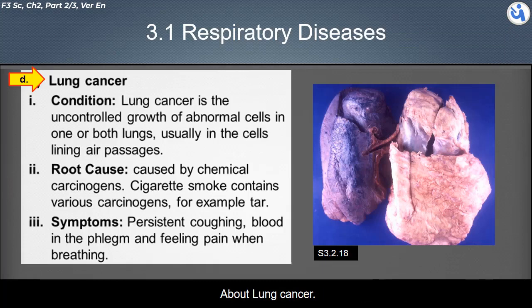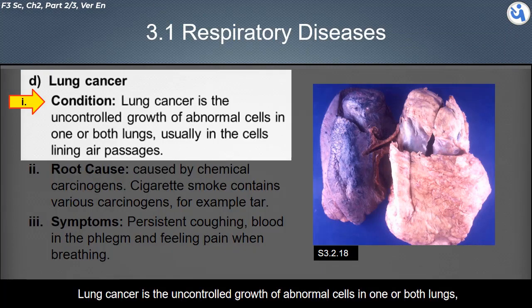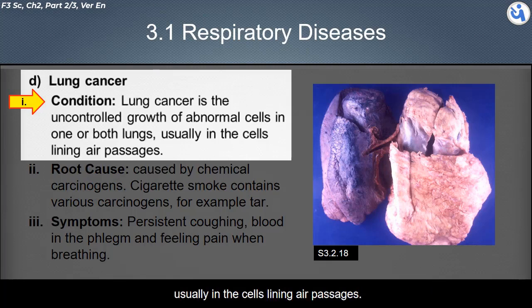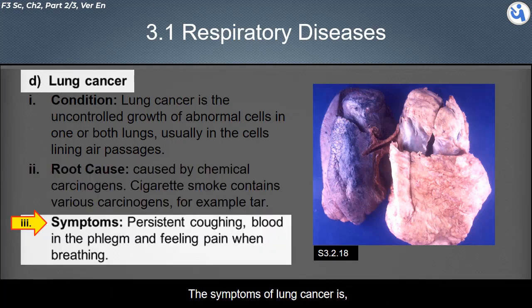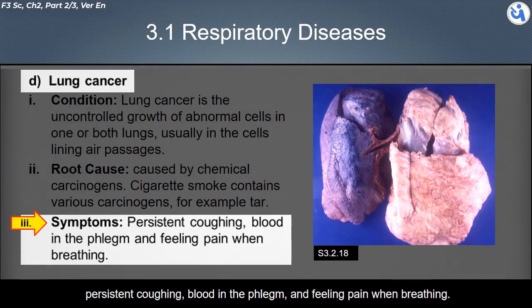About lung cancer. Lung cancer is the uncontrolled growth of abnormal cells in one or both lungs, usually in the cells lining the air passages. Lung cancer is caused by chemical carcinogens. Cigarette smoke contains various carcinogens, for example tar. The symptoms of lung cancer are persistent coughing, blood in the phlegm, and pain when breathing.